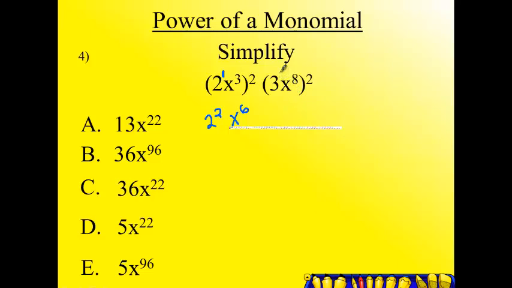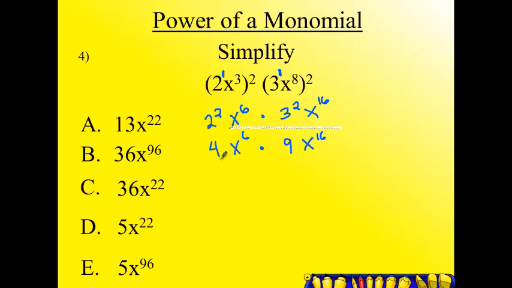Here, I will again write the exponent of 3. Now you will have 3 raised to 1 raised to 2. That's just 3, and 1 times 2 is 2. X raised to 8 raised to 2. Multiply 8 and 2, you will get 16. So 2 squared is just equal to 4, that's x6. 3 squared is 9, x16.